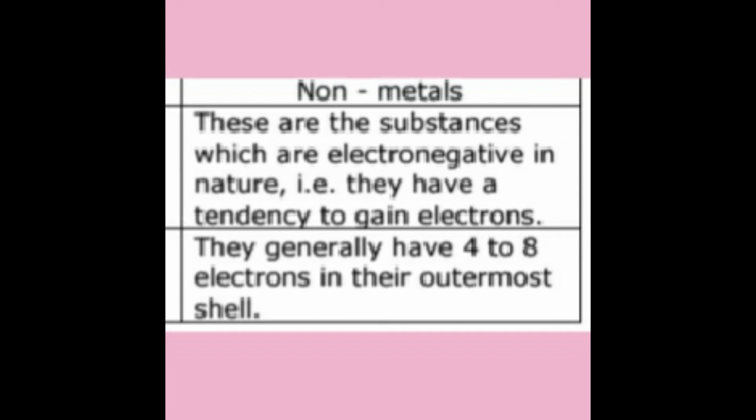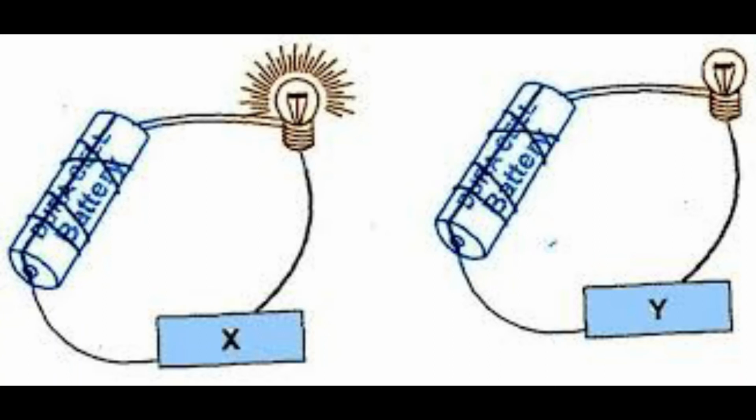So let us perform an activity. Take a battery fixed to a bulb with the help of electrical wires made of copper fitted to two crocodile clips. Now place a piece of sulfur, a non-metal, between these crocodile clips. Now allow the current to pass through it. Now you can see the bulb does not glow. This says that non-metals do not conduct electricity and they are poor conductors of electricity.